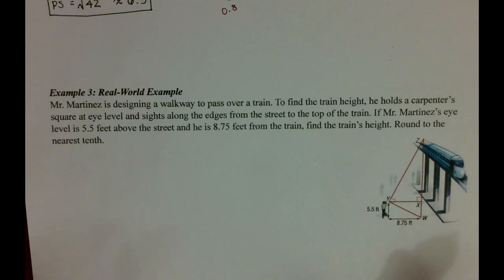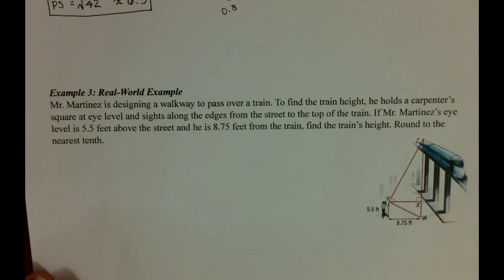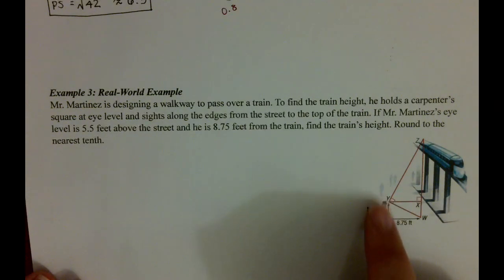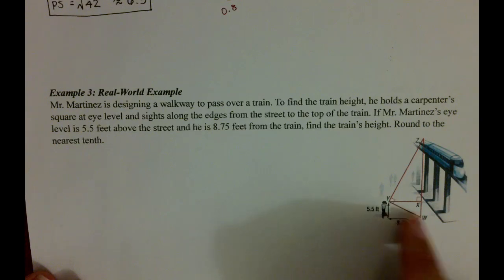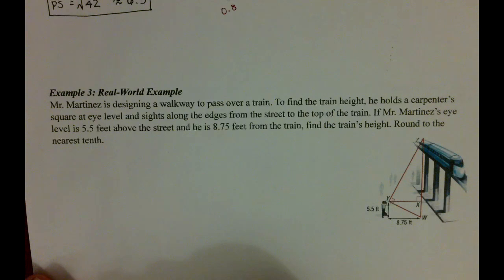Okay, let's move on to the next example. Mr. Martinez is designing a walkway to pass over a train. To find the train height, he holds a carpenter square at eye level and sights along the edges from the street to the top of the train. If Mr. Martinez's eye level is 5.5 feet above the street, and he is 8.75 feet from the train, we want to find the train's height, and we want to round to the nearest tenth.